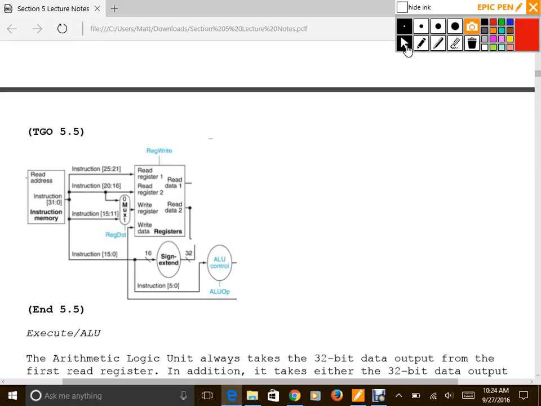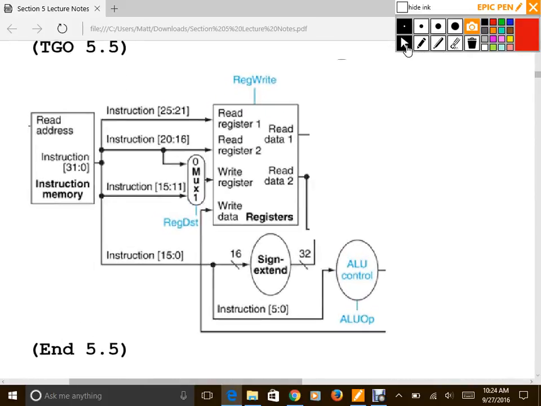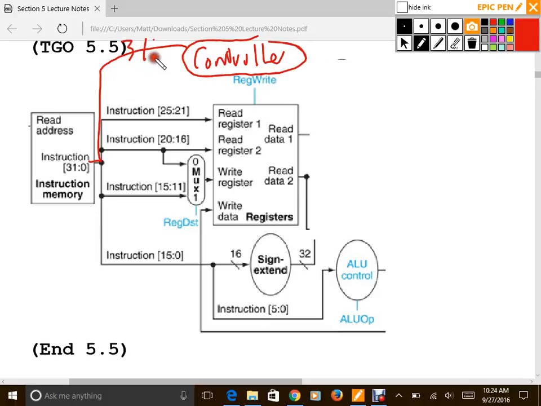So this is the instruction decode stage. Here's what happens. We get the 32 bits from the instruction memory, and while I don't have it in this specific TGO, this goes up to a controller, which is 31 to 26.